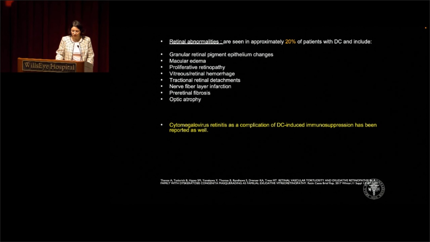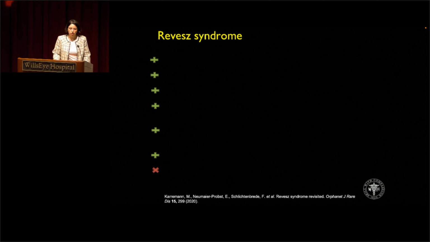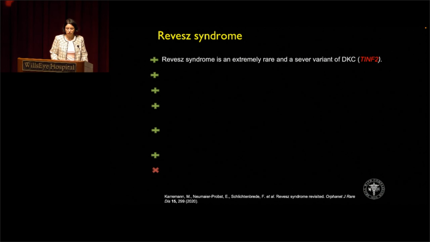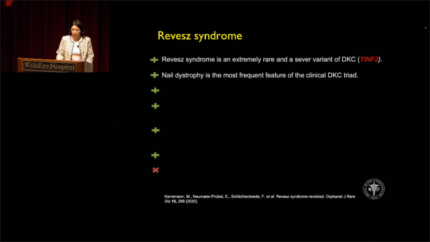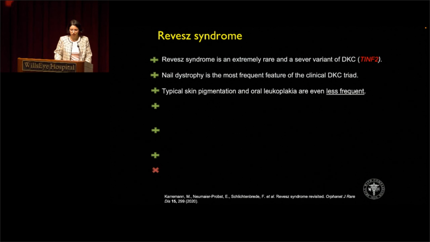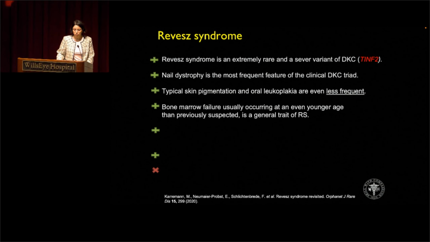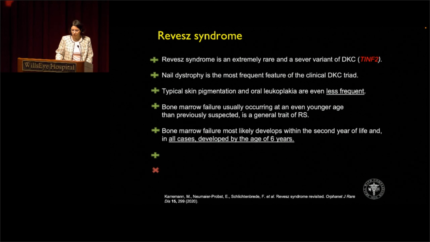bone marrow failure. So there's a syndrome called Revesz syndrome, and it is actually a rare and severe variant of DKC. They have the same mutation, and this is a de novo mutation. So all those green signs are really compatible with our patient. So they usually have nail dystrophy. The typical skin pigmentation change and leukoplakia are less frequent, as was in our case. Bone marrow failure usually occurs at younger ages, and it's usually seen by the second year of life, and all of them are diagnosed before 6.